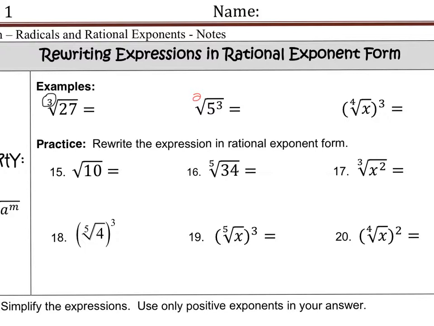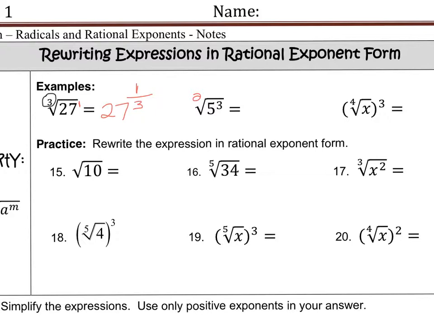So on the first example, we've got an index of 3, and then underneath our radical, we have an exponent of 1. So the 27 doesn't have any other exponents, so it's 27 to the first power. So to rewrite this as a rational exponent form, we write the base, which is 27. Then we write it as a fraction using our underneath number as the top of the fraction, the numerator, and our index as the denominator of the fraction. So this is 27 to the 1/3 power.